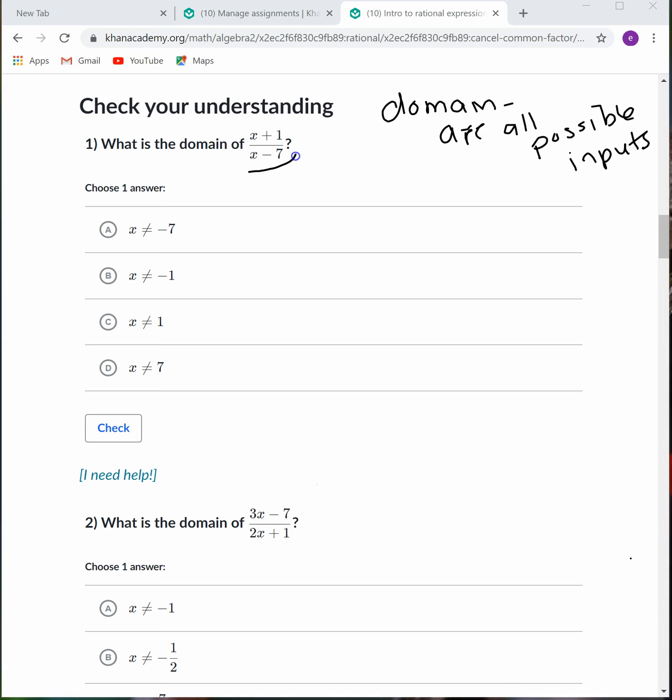So we have x minus 7, and we know that x minus 7 cannot equal 0. So if we solve for x, we know that x cannot be 7. In other words, that will make the function undefined. Now, we'll check right here. So I'm going to go ahead and input 7 plus 1 divided by 7 minus 7. 7 plus 1 gives you 8 divided by 7 minus 7, which gives you 0. And you notice that makes it undefined.